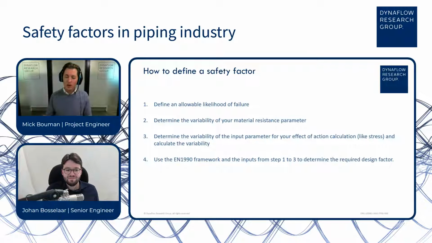And you can also define lower likelihoods of failure that you need for your system, and that will increase the amount of safety, or they call it partial factors, because it isn't actually a safety factor. It's just to decrease your likelihood of failure. If you have all your variabilities, you can throw these into a kind of mathematical framework, and that will then give you the final partial factors that you have to apply to your pipe.